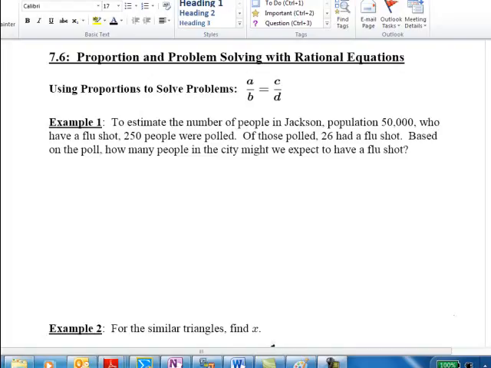In this section, we will talk about solving word problems or applications in which the equation we set up to solve the problem is a rational equation. So that's why these are coming up in Chapter 7, where we're talking about rational expressions and equations. The first type of problem we're going to look at is just using proportions to solve problems. So take a look at example 1, read it through a couple of times.